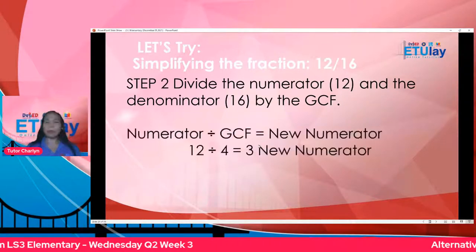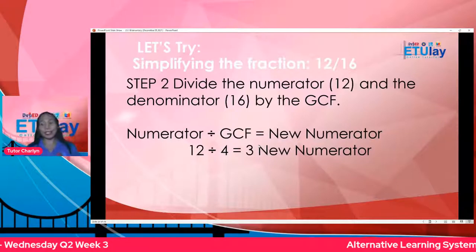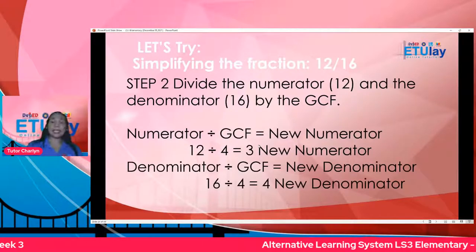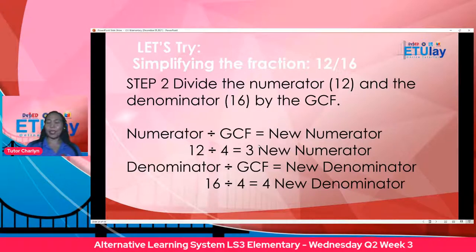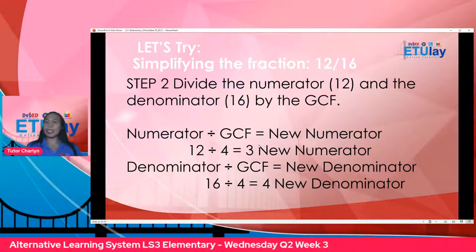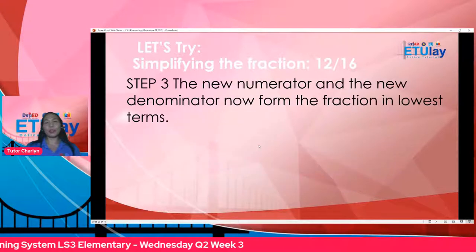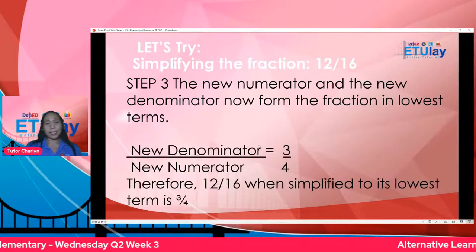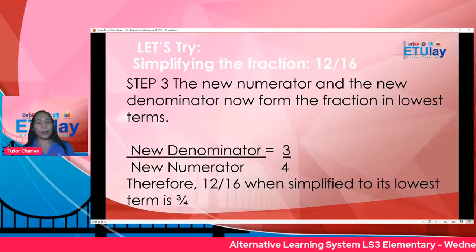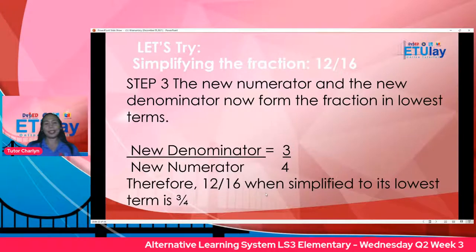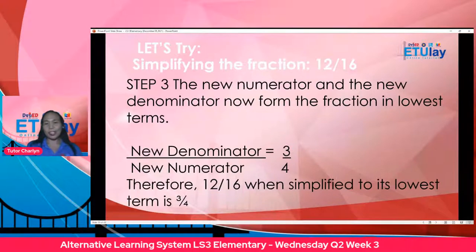Okay, the 12 divided by 4, we got 3. Next, the denominator 16 divided by 4 is 4. So the lowest term or the simplest form of the fraction 12 over 16 is 3/4 or 3 over 4. Congratulations!